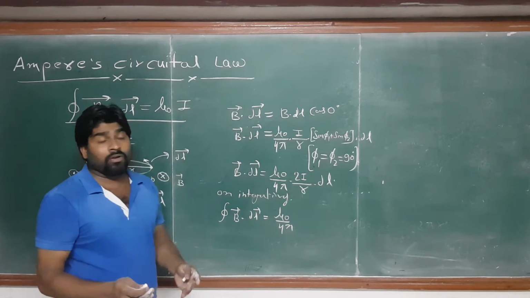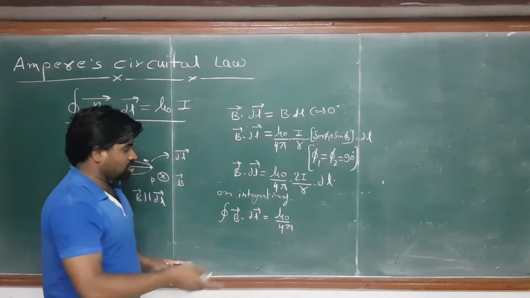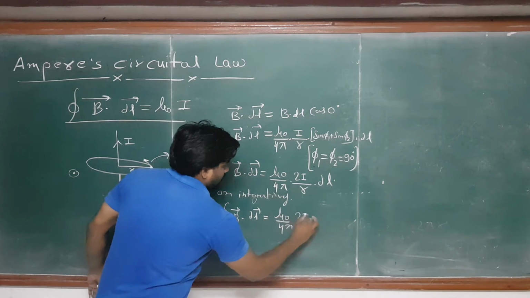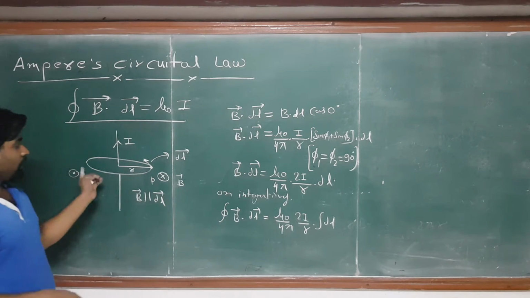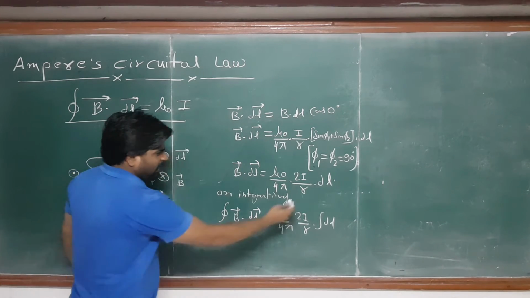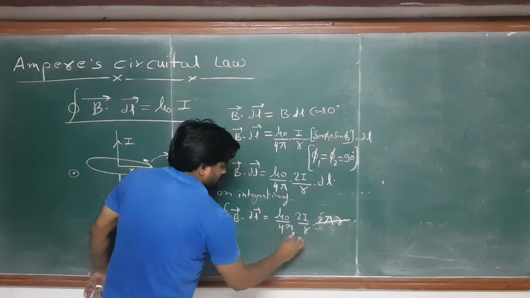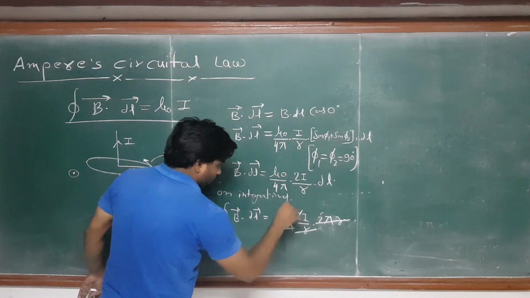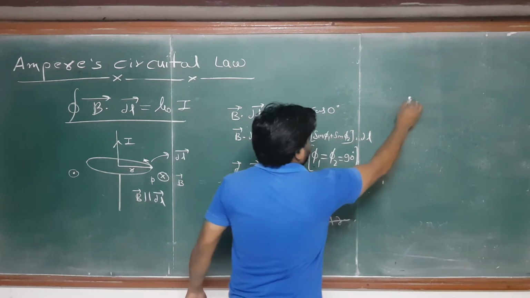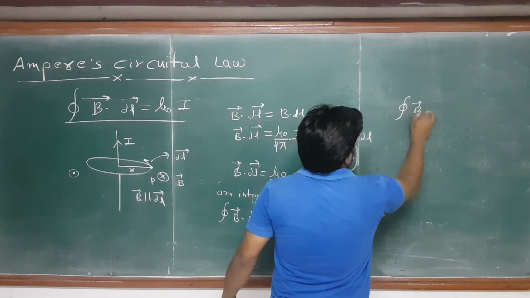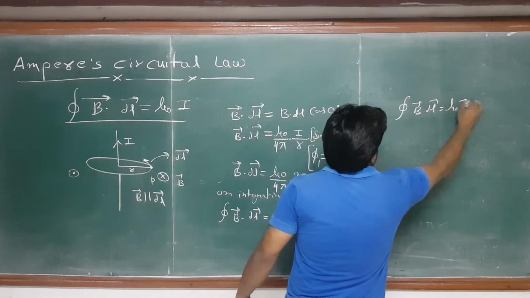Here the line integration will not affect mu naught, 4 pi, the current and the radius. It will affect only the length dL, and the integration of dL becomes the circumference 2 pi R. So I can directly write 2 pi R here. This 2 pi R cancels this R, and the 4 pi with the 2. Then mu naught I is left. So this is the line integration of vector B dot vector dL equal to mu naught I.